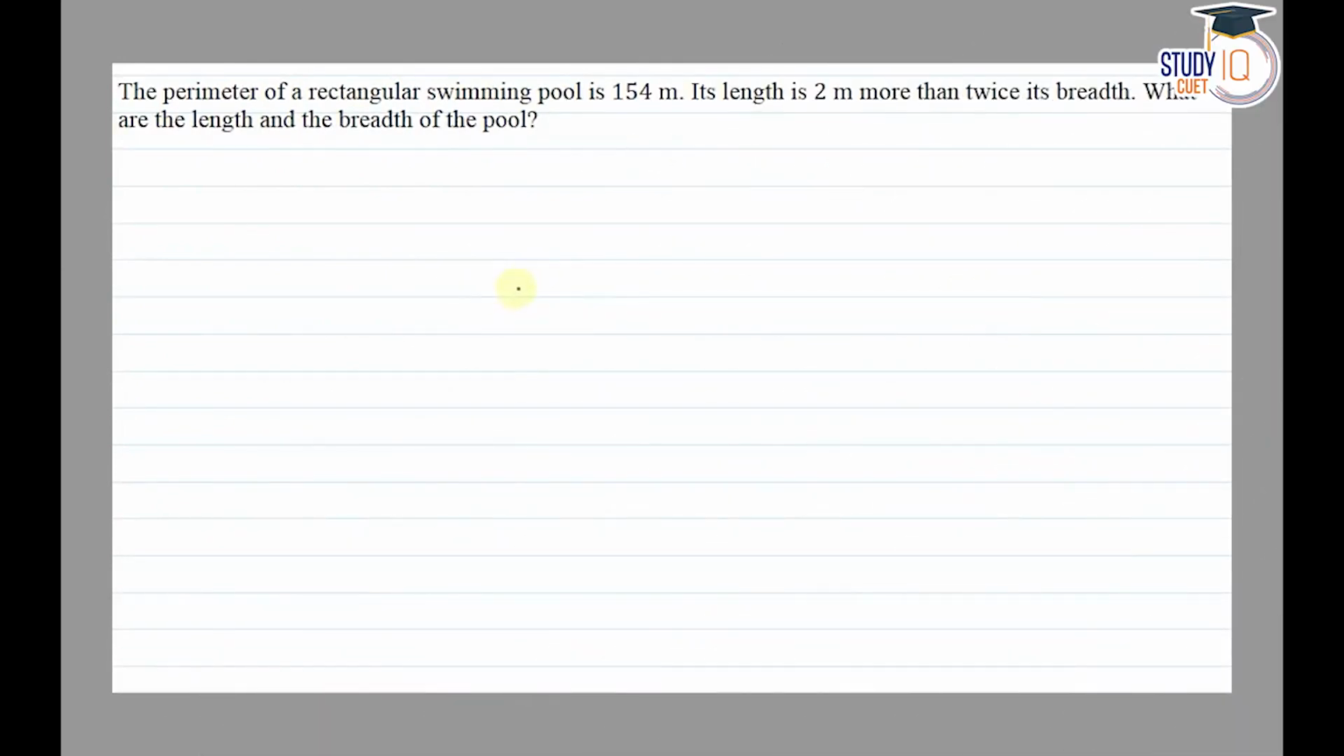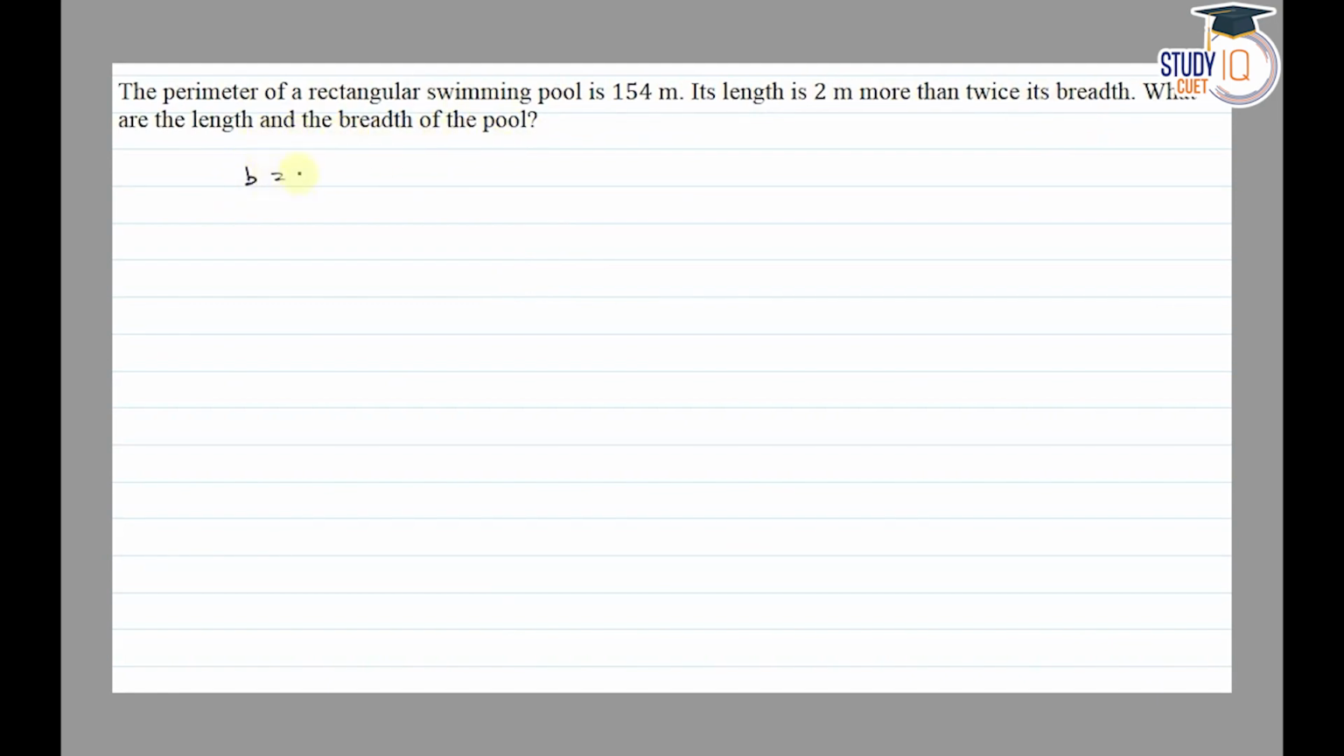Hello everyone, this question appears in class 8th NCERT chapter of linear equation in one variable. This is second question of its exercise 2.2. So the question says that the perimeter of a rectangular swimming pool is 154 meter, its length is 2 meter more than twice its breadth. What are the length and the breadth of the pool?